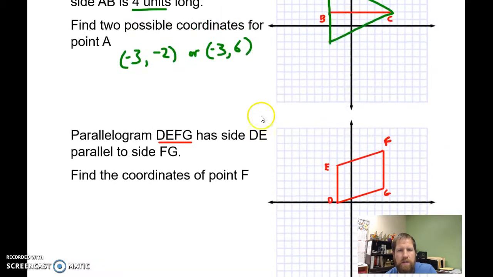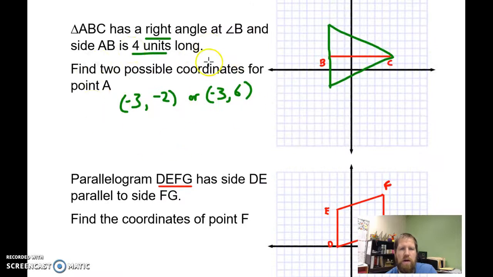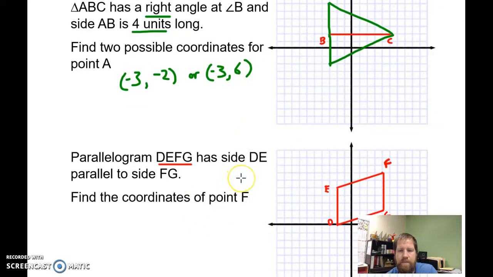Sometimes you'll have situations where you have 2 or more possible locations for that third coordinate. Sometimes there will just be one. But your job is to use the information given to you to figure out where that point is going to be.